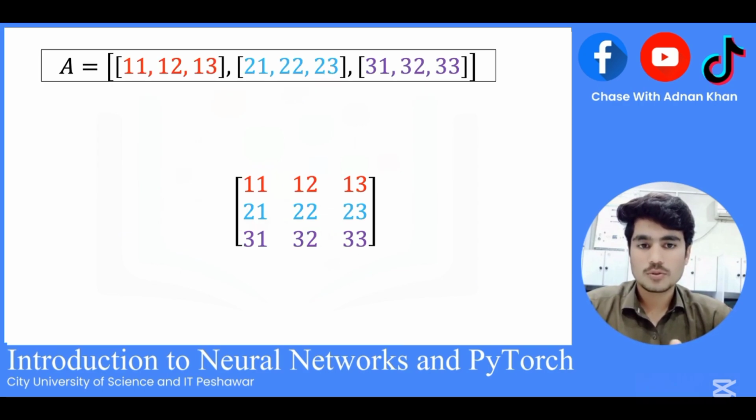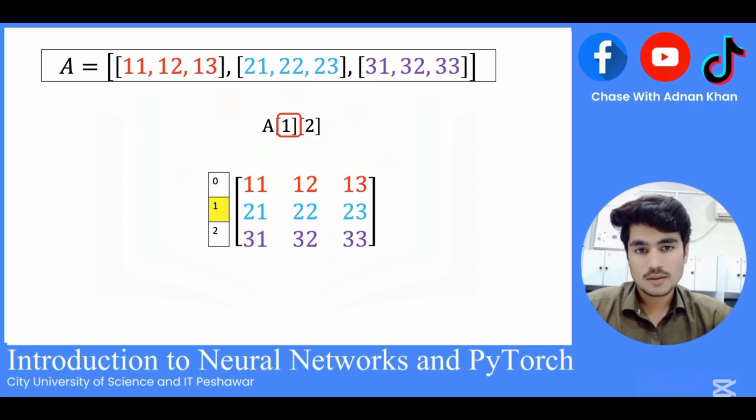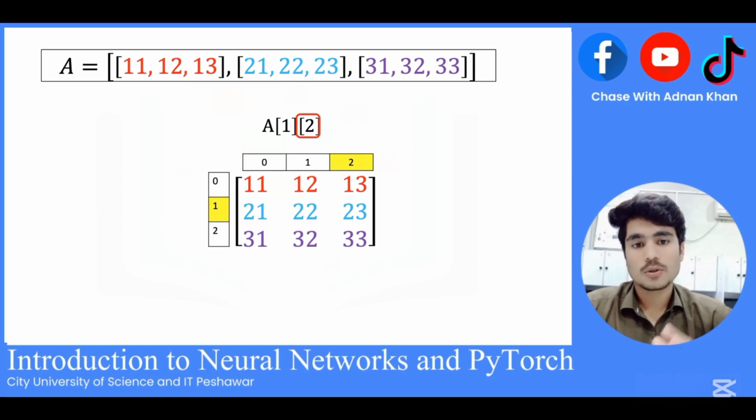Let's see some examples. Consider the following syntax. This index corresponds to the second row, and this index corresponds to the third column, and the value represented by this particular row and column combination of the tensor is 23.